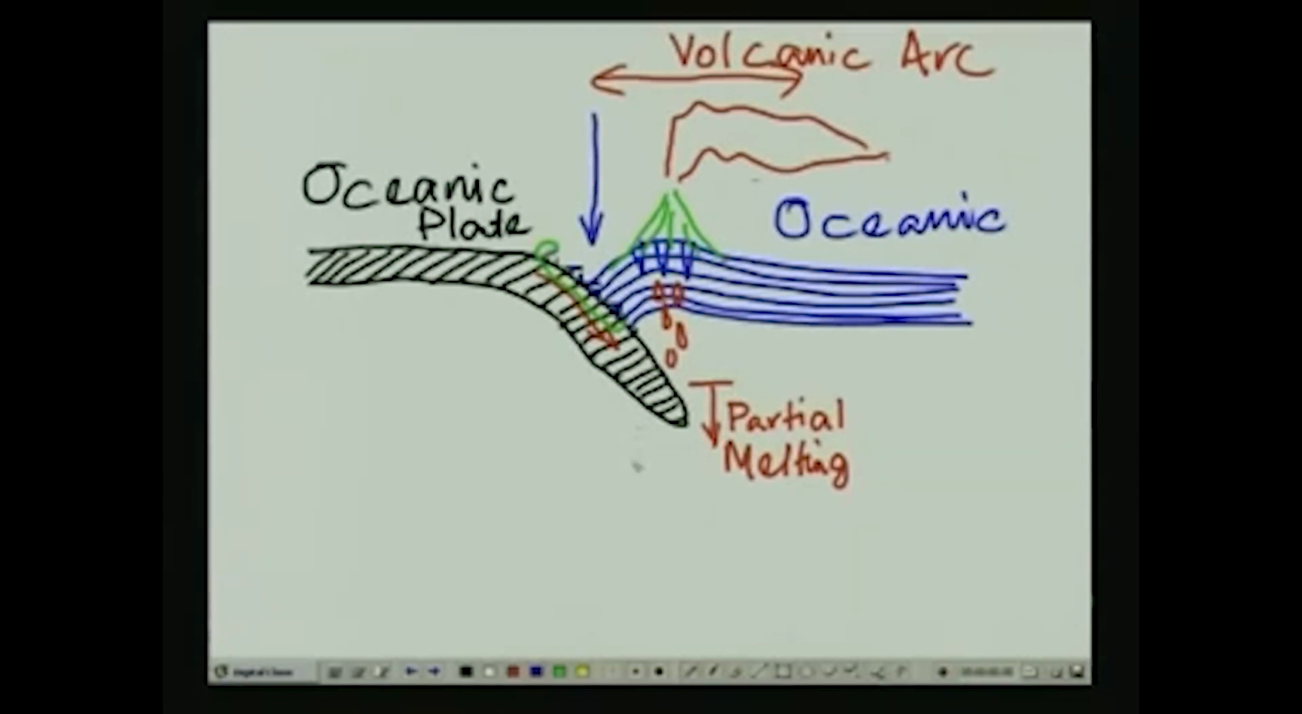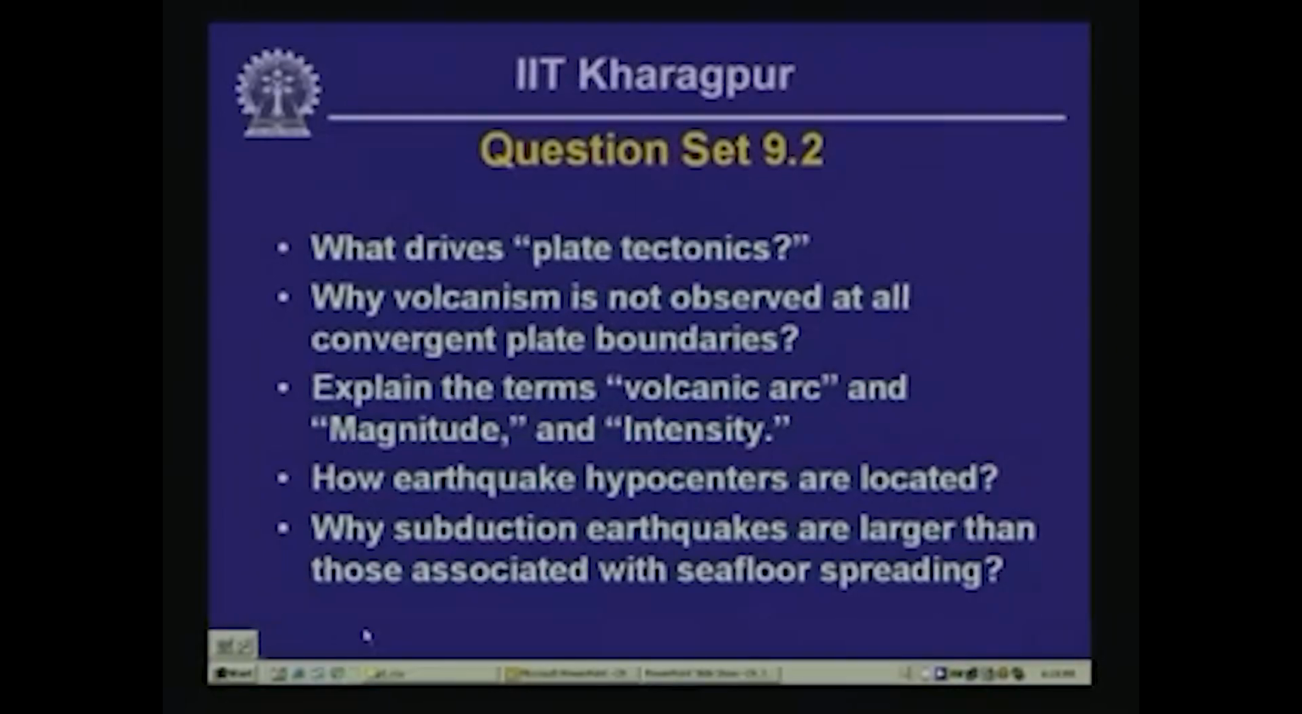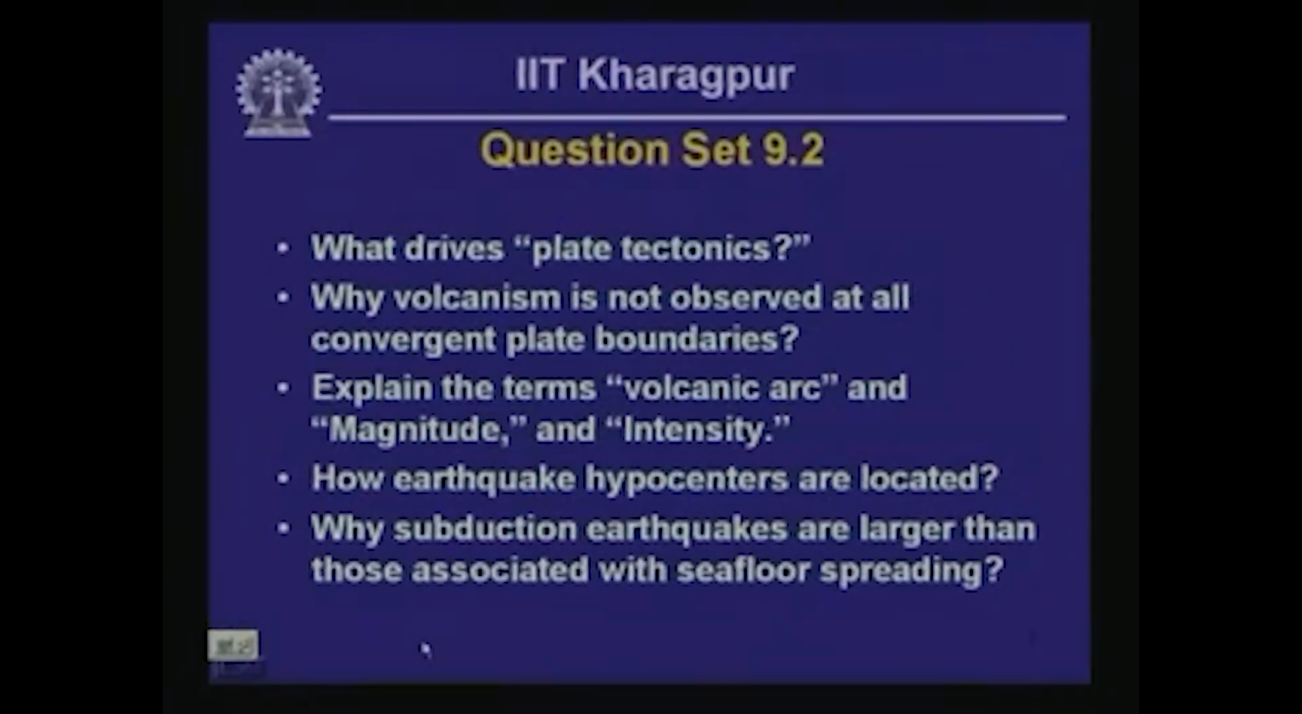and Japan is actually an example of such a chain of islands that arose because of the volcanism at the intraplate converging boundary. Okay, so that is the explanation of the term volcanic arc. Then I asked you to explain the terms magnitude and intensity. These are essentially the measures of the strength of an earthquake.